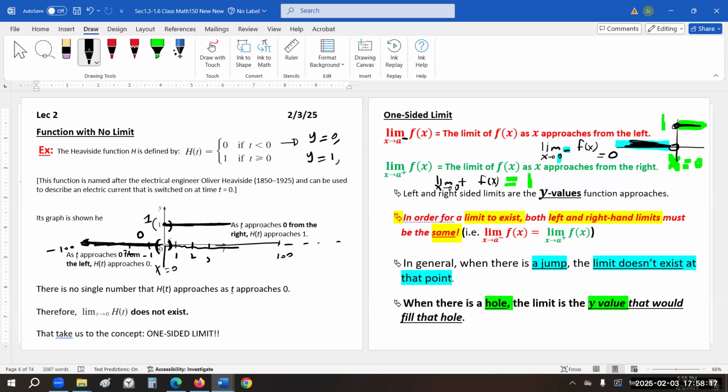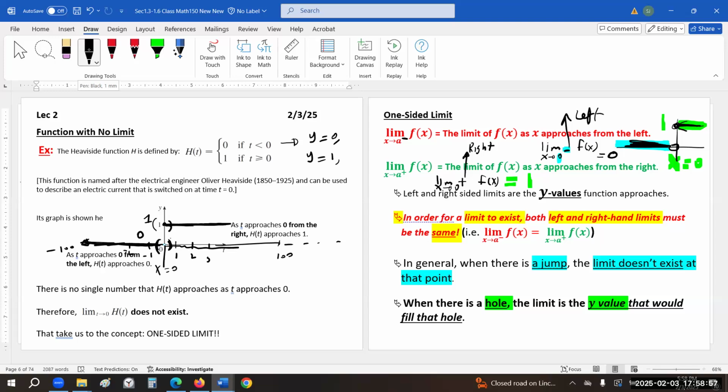So when you walk toward 0 from the left side, negative means left. When you walk toward 0 from your left side, you observe the y value is 0. On the other hand, when you walk toward 0 from your right side, we walk on the x-axis, but we actually observe the y-axis, the function. When you walk to 0 from your right side, the y values are going toward the y value 1. So that's why our right side limit is 1, but our left side limit is 0.